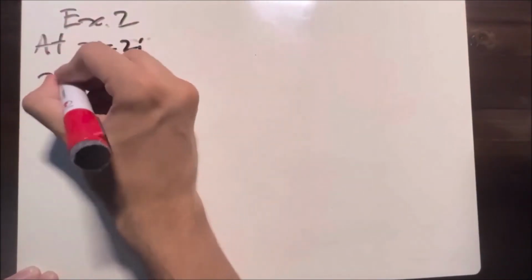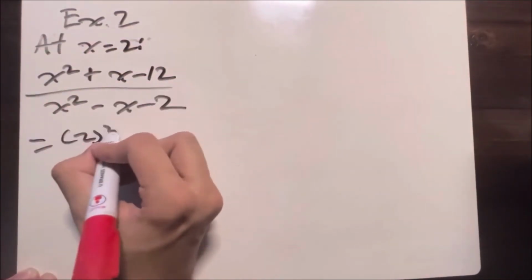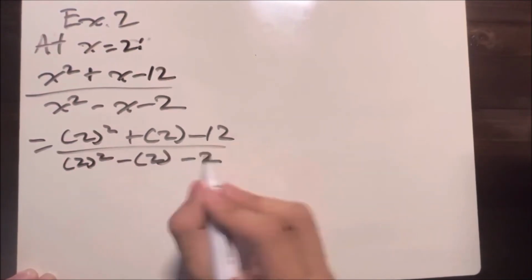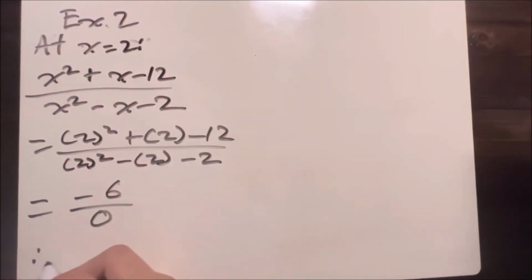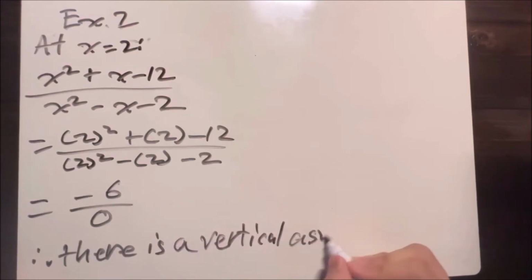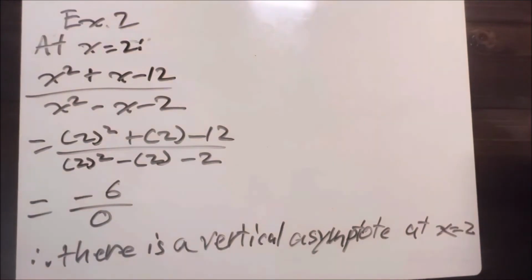If we were to plug in x equals 2 for the function x squared plus x minus 12 over x squared minus x minus 2, we get 2 squared plus 2 minus 12 over 2 squared minus 2 minus 2, which simplifies to negative 6 over 0, meaning a vertical asymptote exists at x equals 2 for the function.